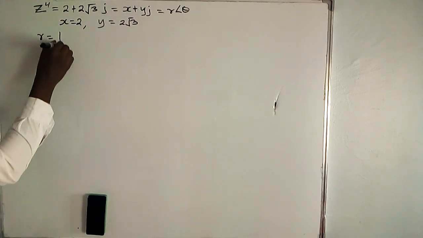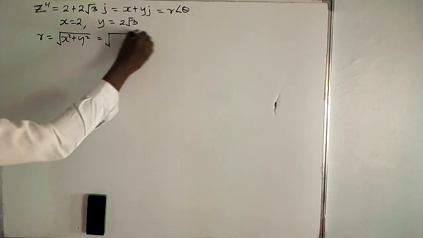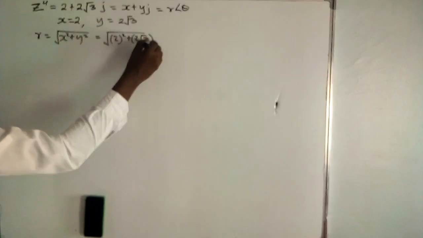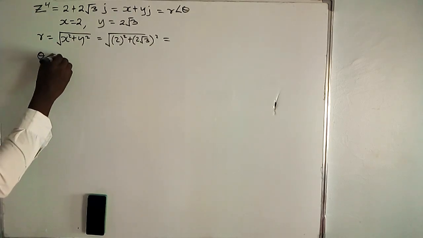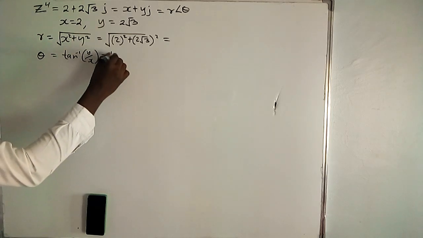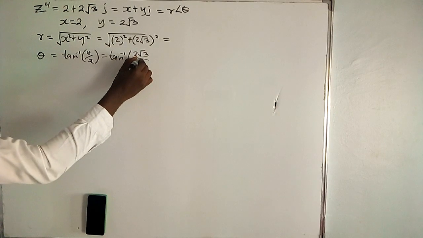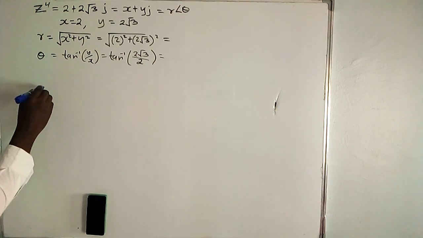So what is r? R is from the Pythagoras theorem, the square root of x squared plus y squared. That is the square root of 2 squared plus 2 root 3 squared. Then you just put the equals sign there and move to the next one. Theta is the tan inverse of y over x. Then you put tan inverse of y, which is 2 root 3, over x, which is 2. Then you go to the calculator to give you those values directly, isn't it?